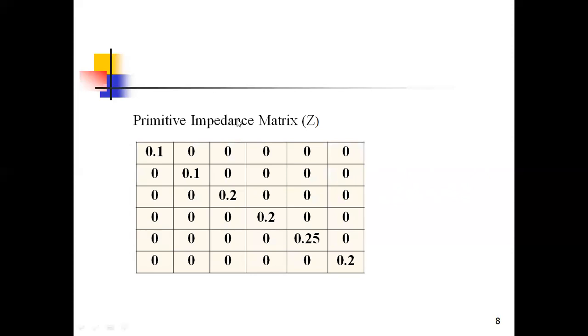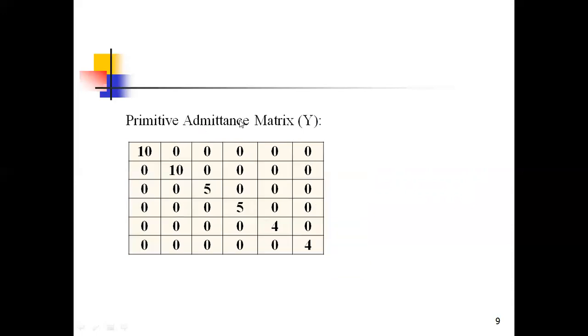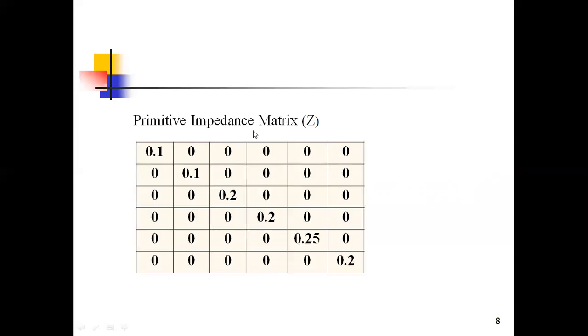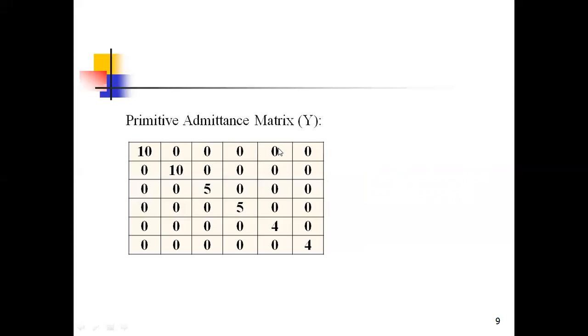The impedances of the elements are given, so from that I have calculated the primitive impedance matrix. We have 6 elements, so the dimension of the matrix will be 6 cross 6. Similarly we get the primitive admittance matrix: simply take the inverse of this and you will get the primitive admittance matrix.